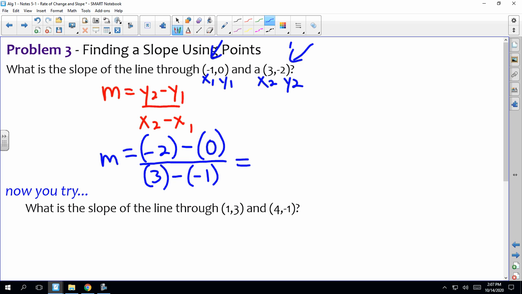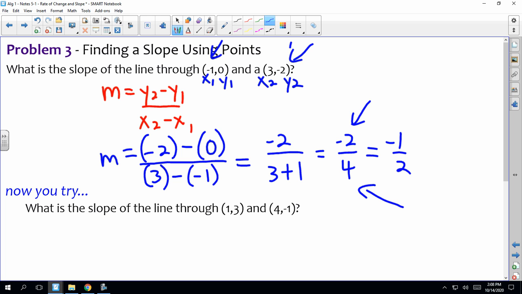And then we simplify this. Negative 2 minus 0 gives me negative 2. 3 minus a negative 1 becomes 3 plus 1. This minus of negative is plus. So I've got negative 2 over 4. And negative 2 over 4 reduces down to negative 1/2 because 2 goes into this once and into this twice. So my slope using the formula is negative 1 over 2. We'll practice some of these in class as well.